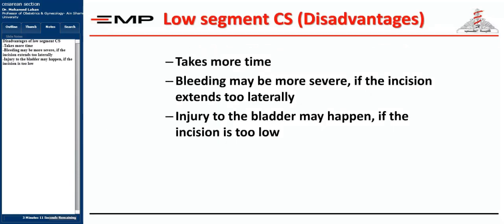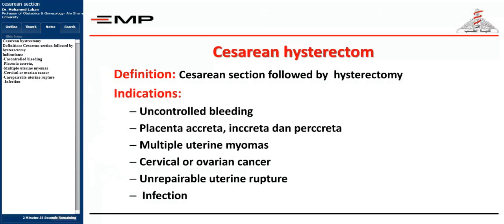Disadvantages of low segment CS: it takes more time, bleeding may be more severe if the incision extends too laterally, and injury to the bladder may happen if the incision is too low. Cesarean hysterectomy. Definition: Cesarean section followed by hysterectomy.